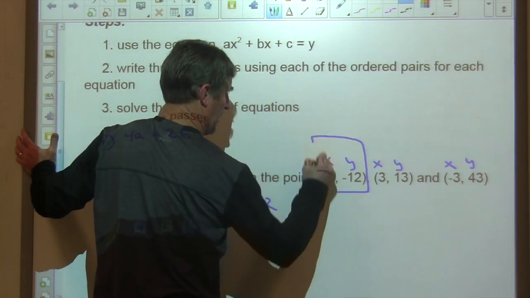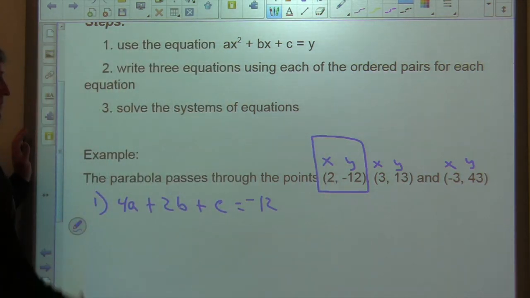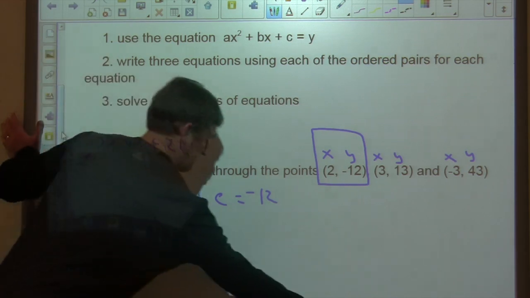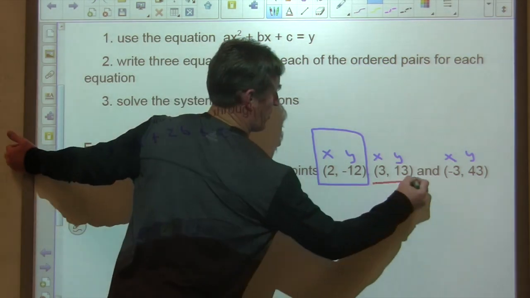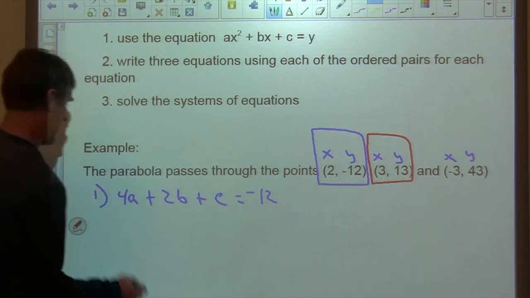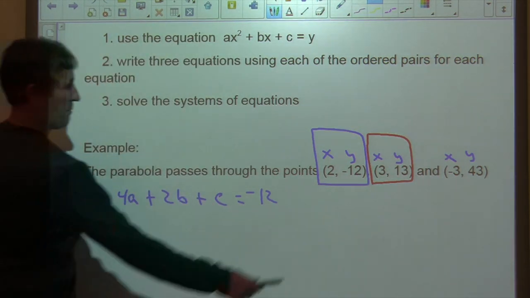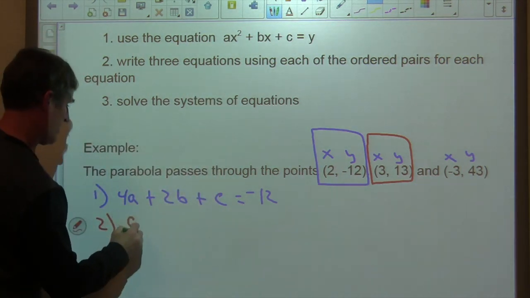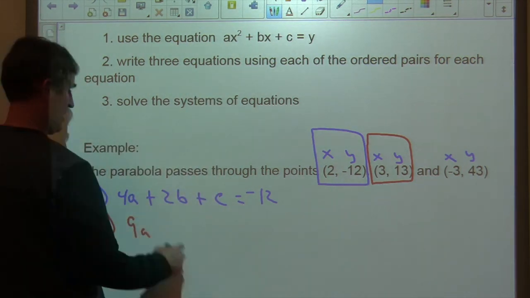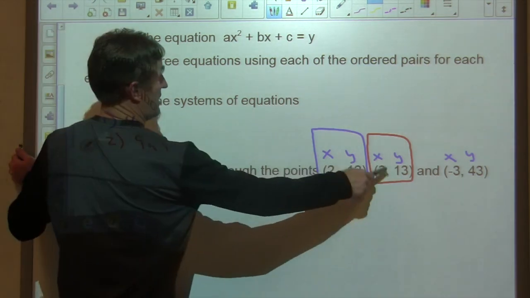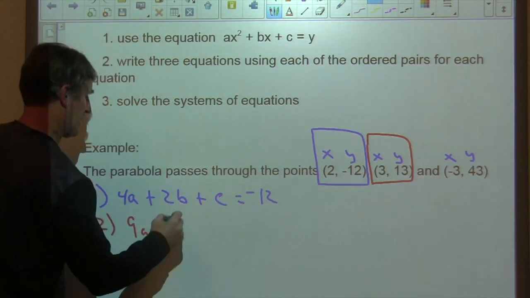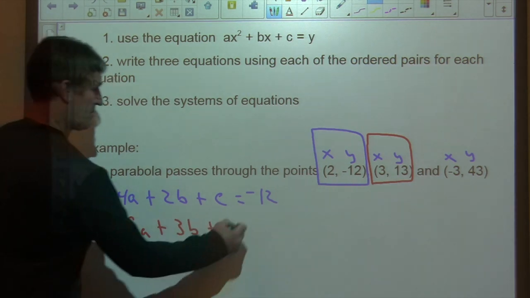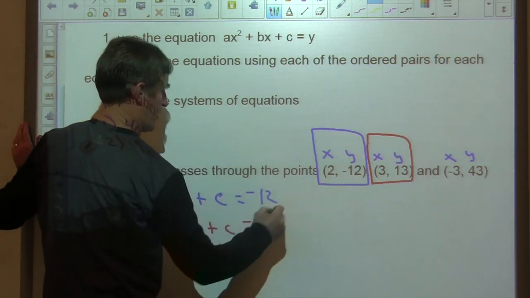So this ordered pair we use to give us our first equation. Okay, just plugging it in. So now I'm going to use this ordered pair to get my second equation. So again, we're plugging this value in for x. So 3 squared is 9. So we get 9a plus 3 in for x. So b times 3 would be 3b. Again, it's plus c equals 13.